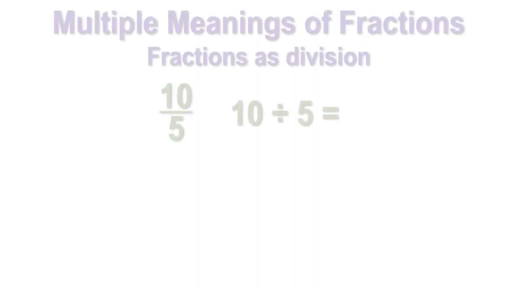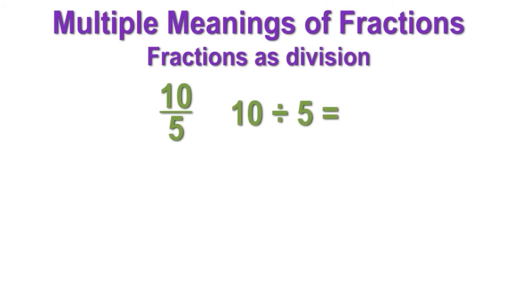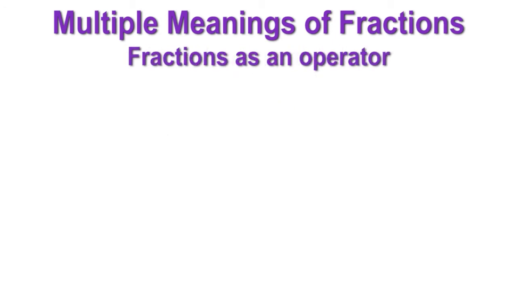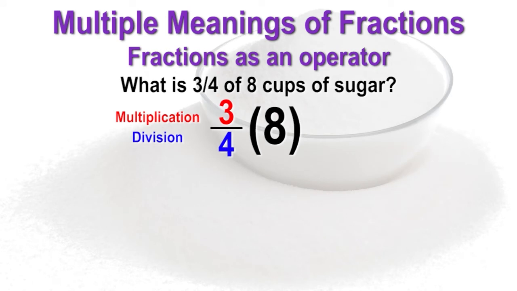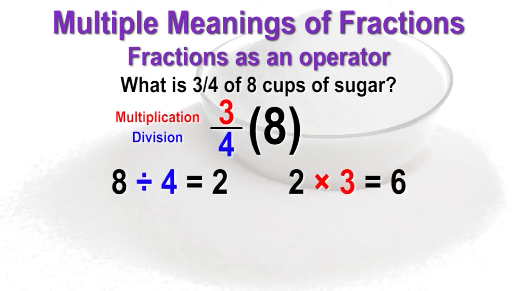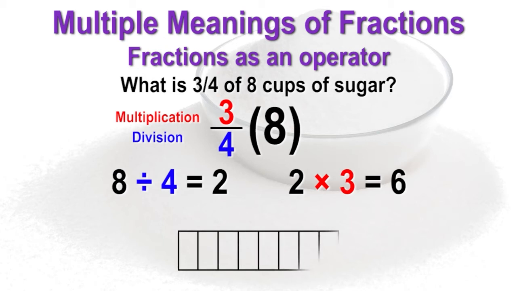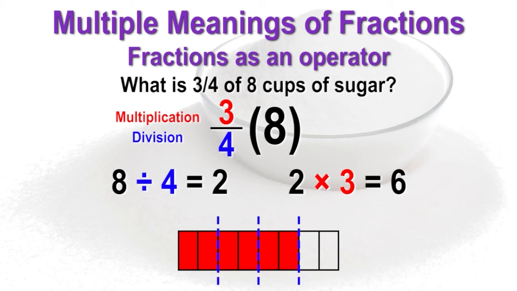In previous chapter prefaces, fractions as operations for multiplication and division were described. Another way students view fractions in 5th grade is as an operator. An operator indicates that an operation should be used, and in the case of fractions, multiplication and division are combined. For example, what is 3/4 of 8 cups of sugar? Students could divide by 4, then multiply by 3, as seen here. The model shows 8 units partitioned or divided into 4 equal parts, which equals 2 units. The 2 units are then multiplied by the numerator, 3, for a final answer of 6 units. 3/4 of 8 is 6.